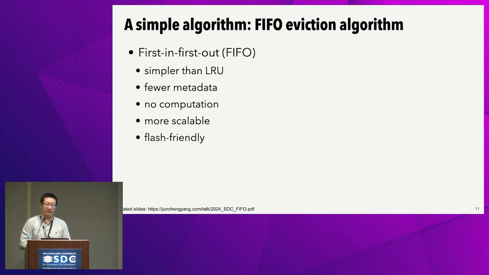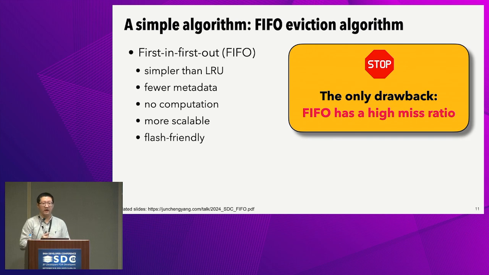So speaking of simple eviction algorithms, there's one called FIFO, first in, first out. It's very simple. It's simpler than LRU and uses less metadata because FIFO does not need to maintain any metadata at all. And upon each cache hit, FIFO does not require any computation. This allows FIFO to scale to many CPU cores. Last but not least, FIFO is also flash-friendly because all the writes in FIFO are sequential writes. So if you want to implement an eviction algorithm on flash, FIFO is your best choice.